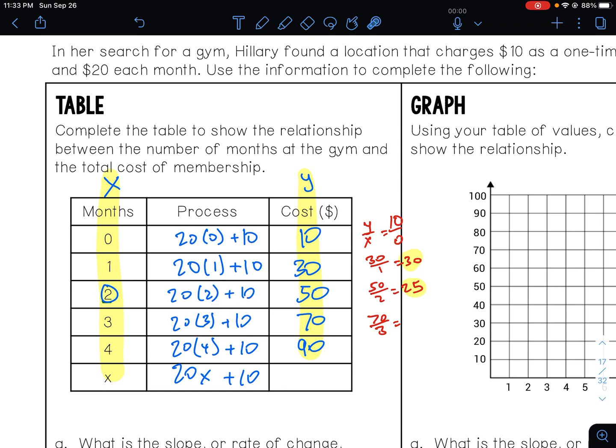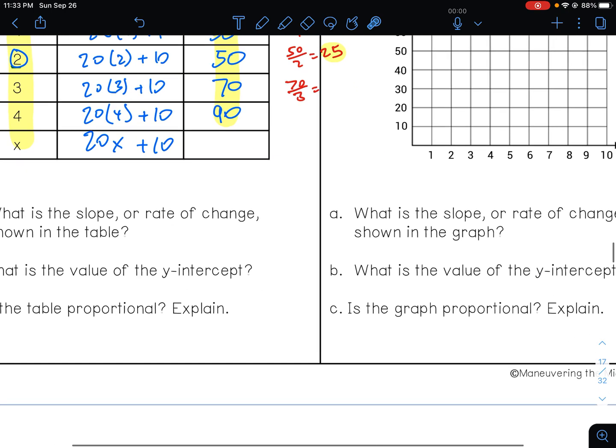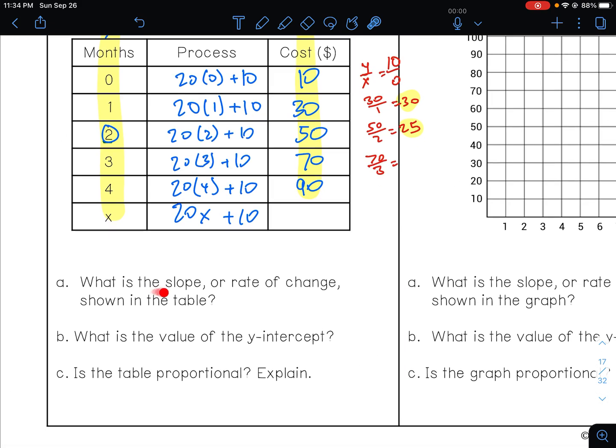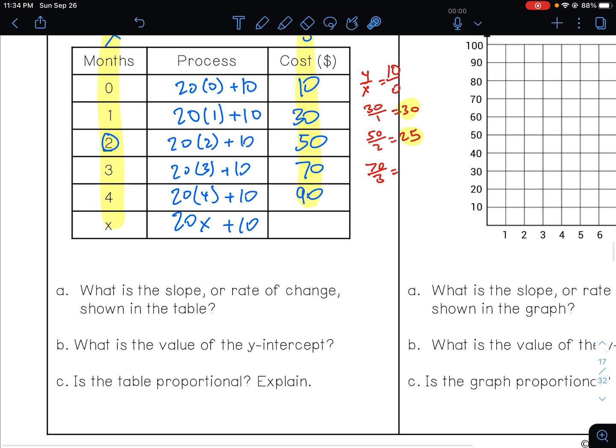And that's how we test. We just do y over x of a couple different points. Proportionality is actually easy. Well, let's answer some questions. What is the slope or rate of change shown in the table? Well, the slope is what's being multiplied by the x. It's right over there. It's 20x. So our slope is 20. That's the rate of change because every month she spends an additional $20.